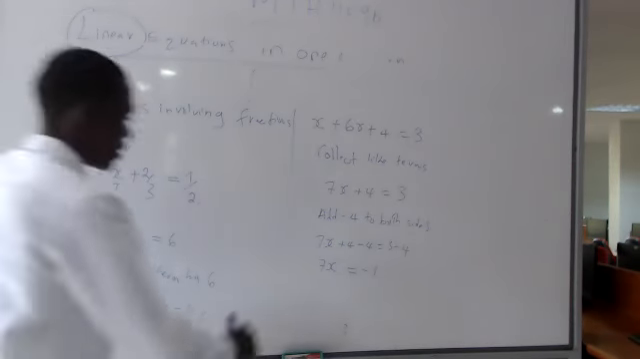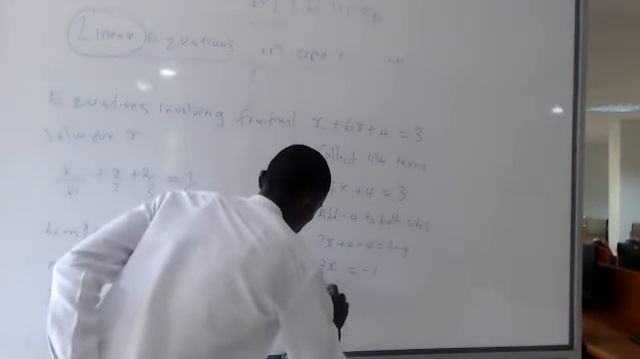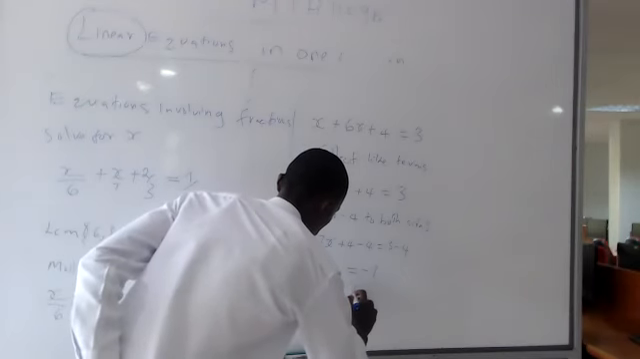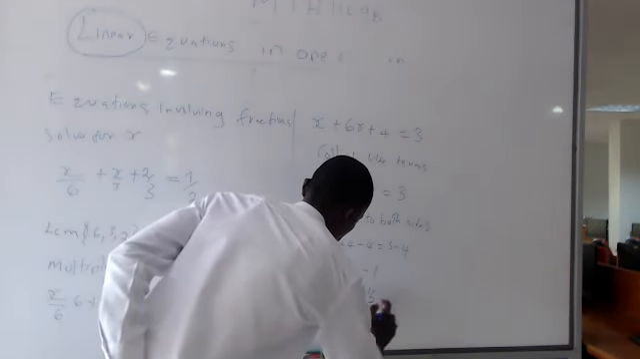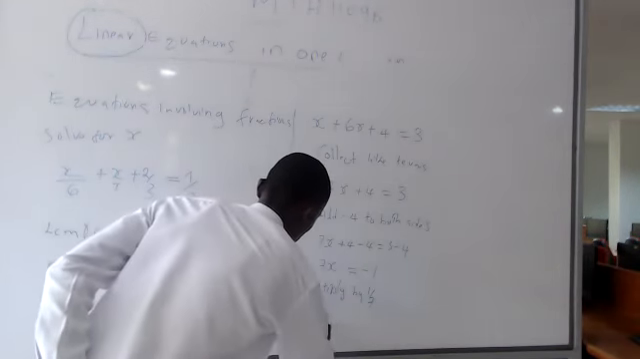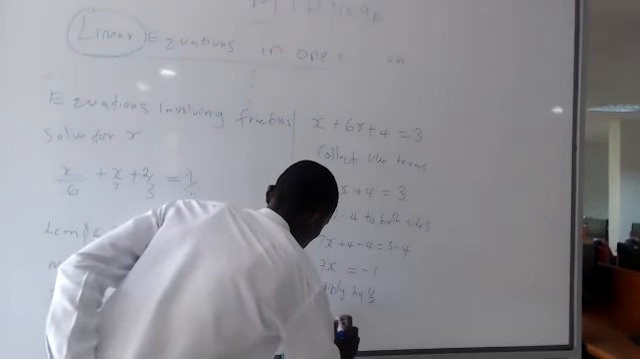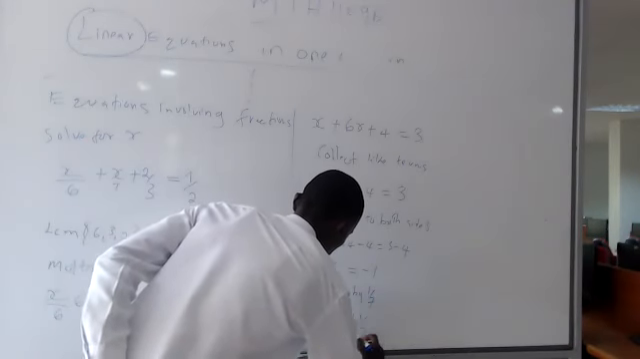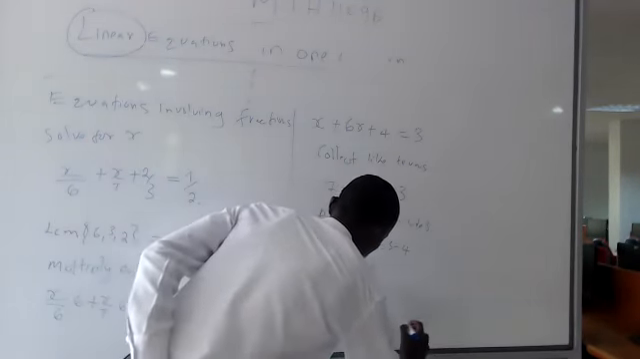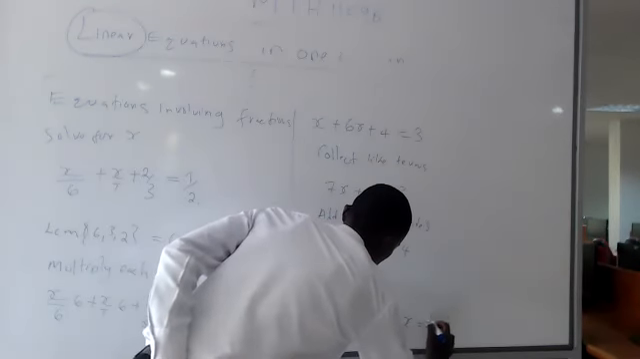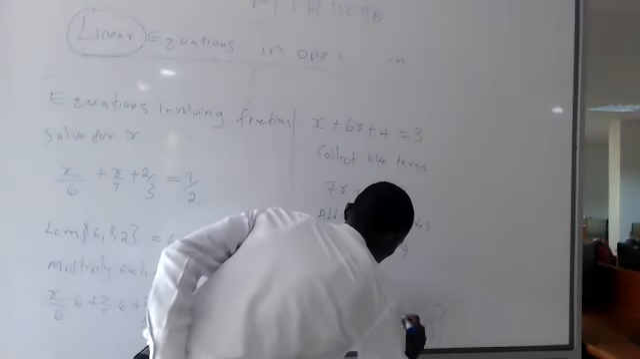And then the last step, multiply by 1/7. So 7x times 1/7, and -1 times 1/7, which means x is simply -1 divided by 7.